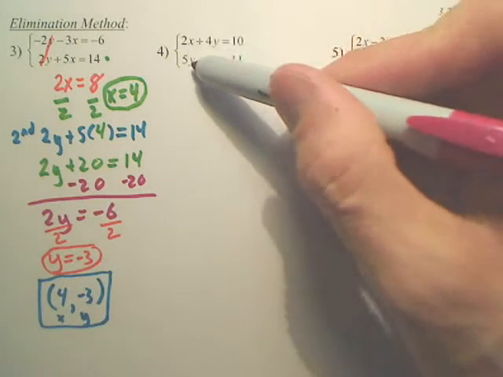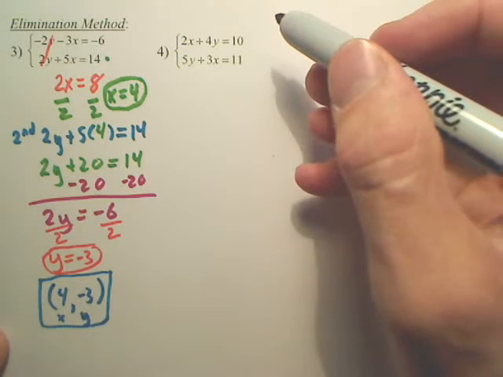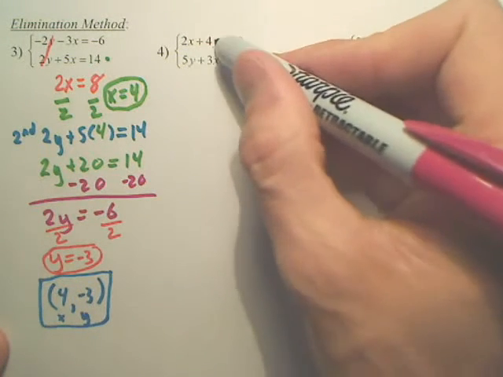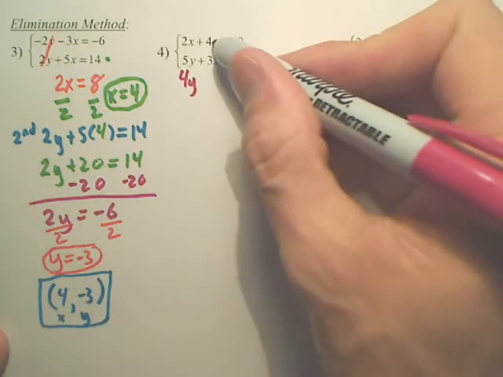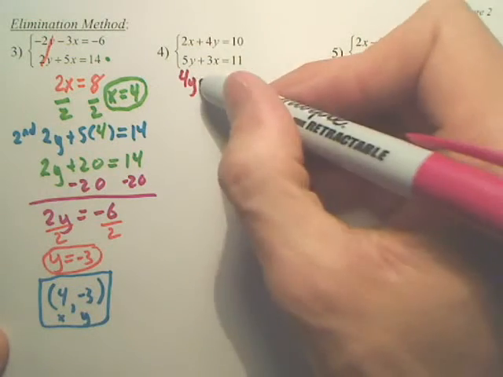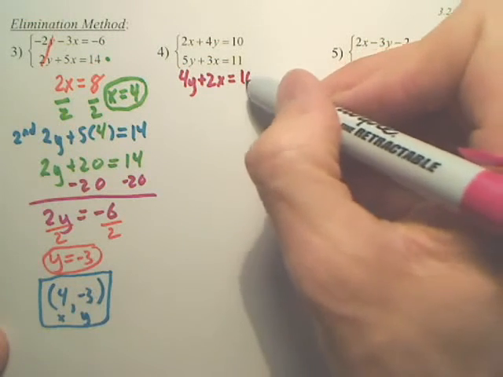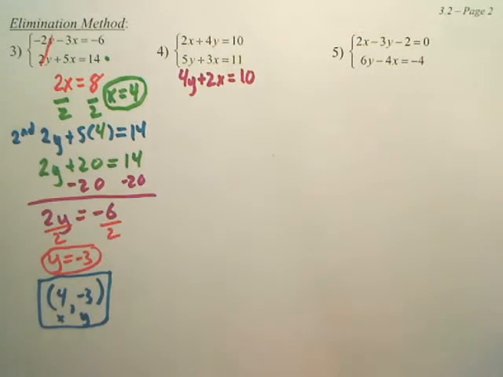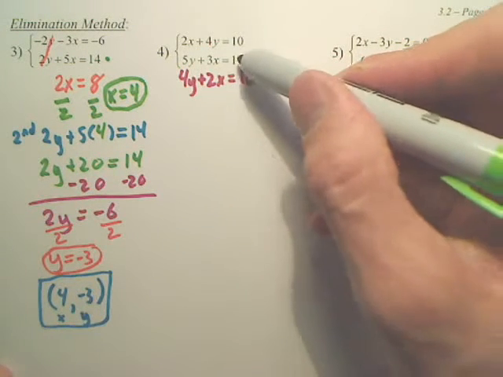First of all, are the x's and y's lined up? No. For 4, we first have to rearrange it so the x's and y's line up. So I'm going to rearrange the top so it matches the bottom. I'm going to take this 4y right there and plug it right there. And the 2x, put it right there. And the 10. All I did is rearrange the first equation. Now, that still doesn't help me. Because if I add straight down, will it cancel?